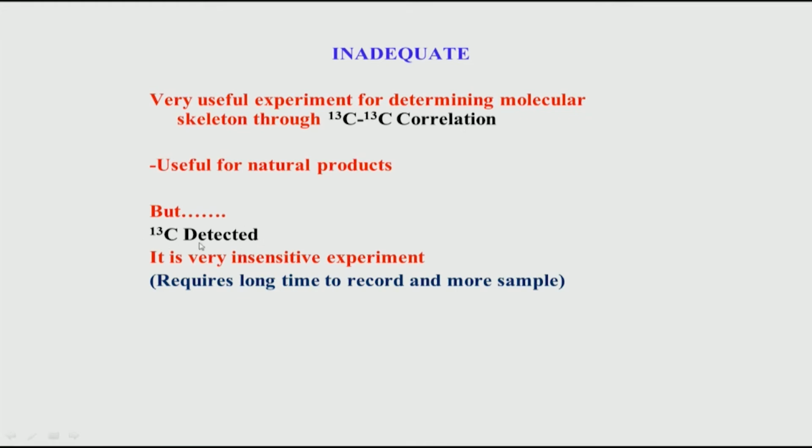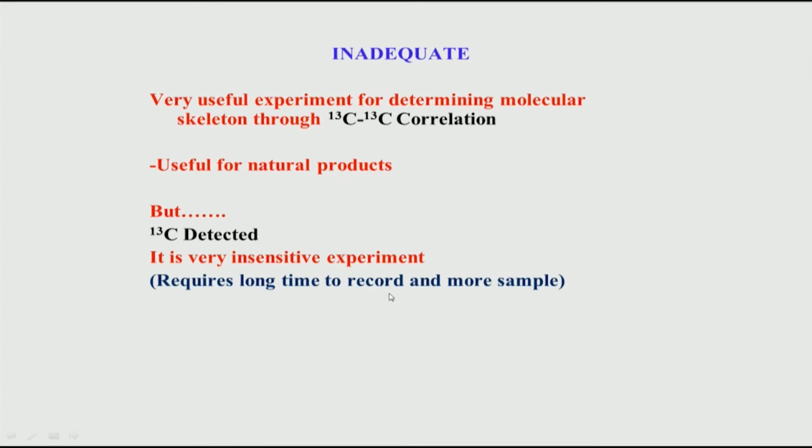Carbon 13 is not a very sensitive nucleus, because its natural abundance is very low, number 1, 100 times less compared to proton, and number 2, it has a 4 times smaller gyromagnetic ratio compared to proton. These two factors really reduce the sensitivity of carbon if you are studying at natural abundance. Therefore, this is a very insensitive experiment, and it requires a very long time to record and more sample.